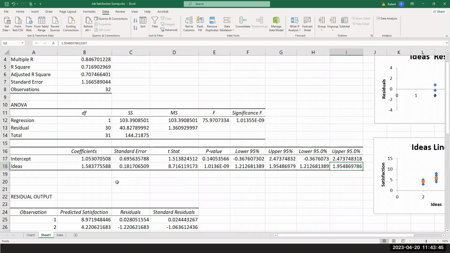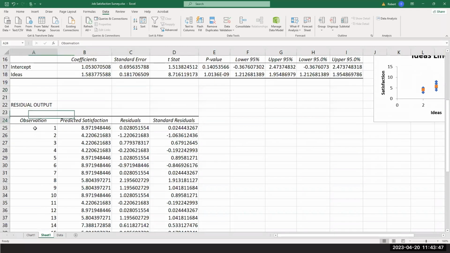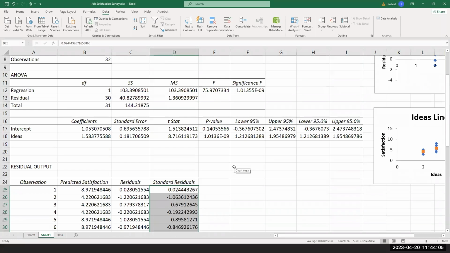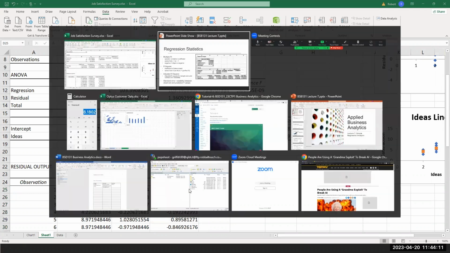And then we also finished off by talking about residual output. So we can see what the predicted was, subtract the actual from the predicted to get the residual, and divide the residual by the standard deviation to get the standard residual. And anything above or below +3 and -3 would indicate an outlier. So you might want to just maybe disregard that for your model and rebuild the model.